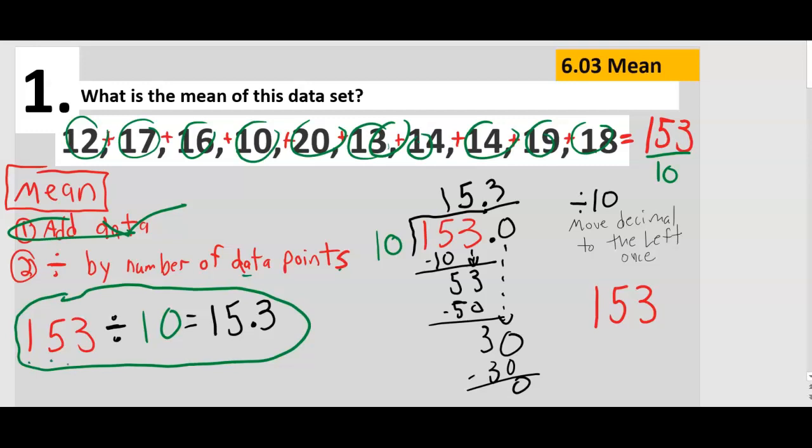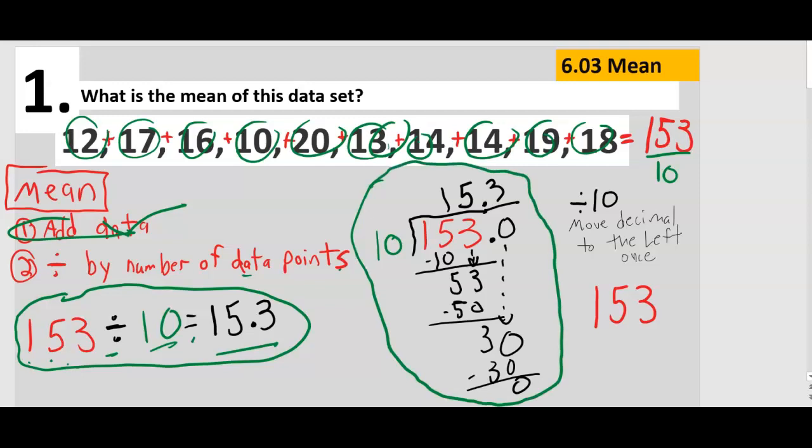You can say 153, hit the divided sign, punch in 10, hit the equal sign, then you'll get 15.3. Or you could do nice long division if you don't have a calculator. You might have to sometimes, all right? Sometimes you won't have a calculator around, and sometimes they won't let you use a calculator. So you might want to know how to do it this way, right, and get the decimal. Or you can do the shortcut.